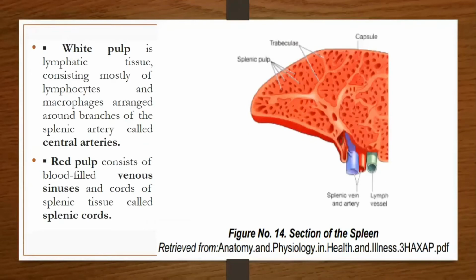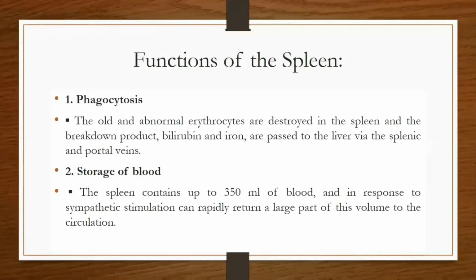Functions of the spleen. First is phagocytosis. The old and abnormal erythrocytes are destroyed in the spleen, and the breakdown products, bilirubin and iron, are passed to the liver by the splenic and portal veins. Second is storage of blood. The spleen contains up to 350 ml of blood, and in response to a sympathetic situation it can rapidly return a large part of this volume to the circulation.